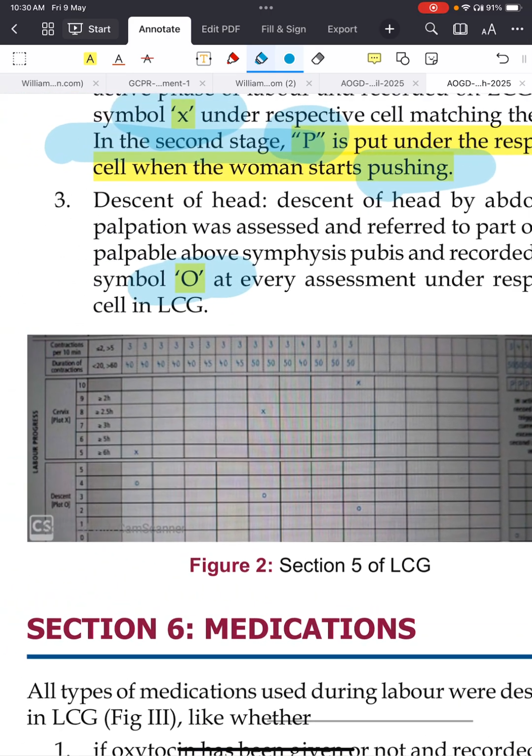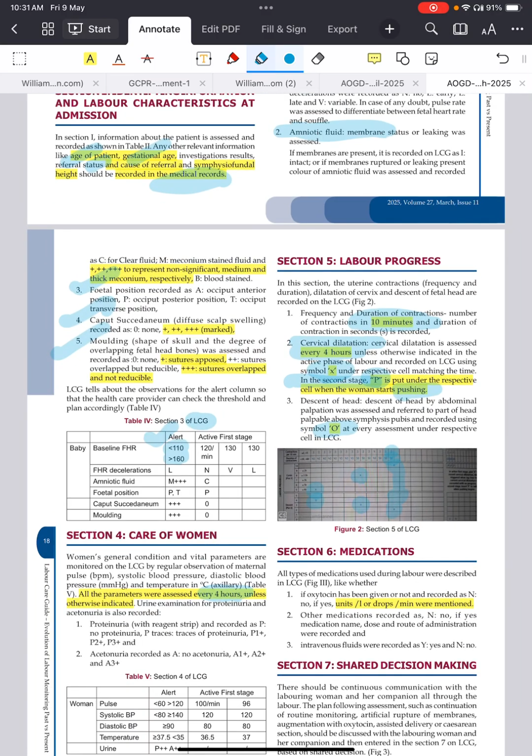See, contractions are written 3 here. 3 means 3 times the contractions are there, and it is lasting for a duration of 50 seconds. And if you see cervical dilatation, it is 5 centimeters. We started here, and it is 8. Again, it became 10, fully. The descent also, it is +4, then +3, then it became +2 at full dilatation. In that way, we can monitor that.